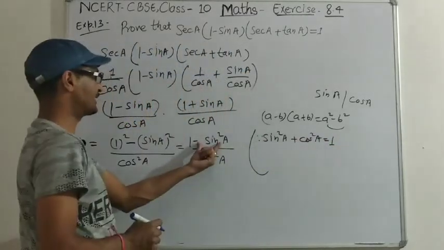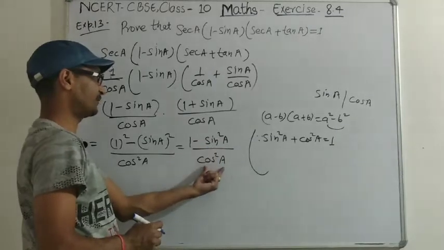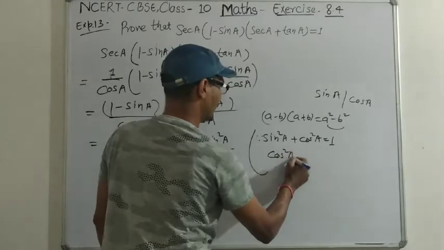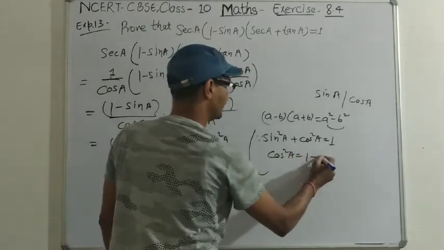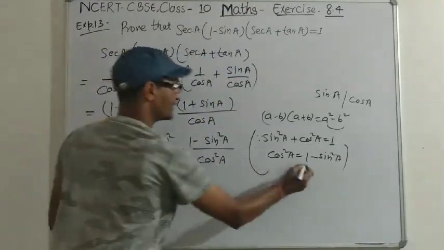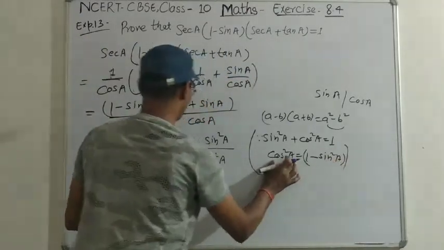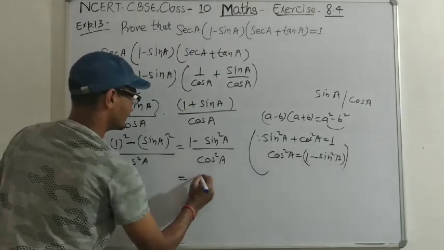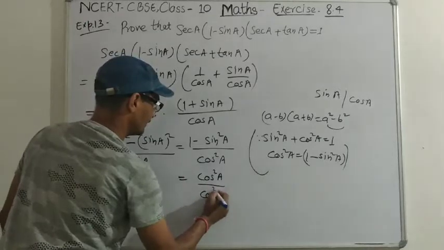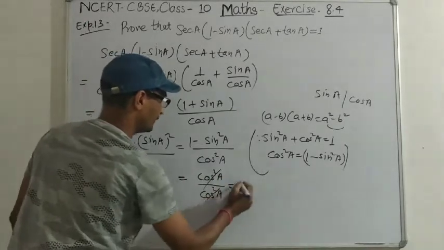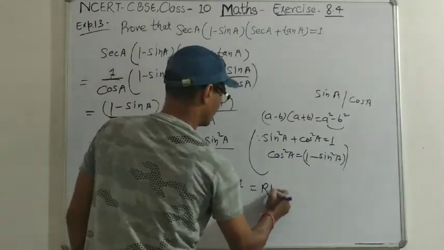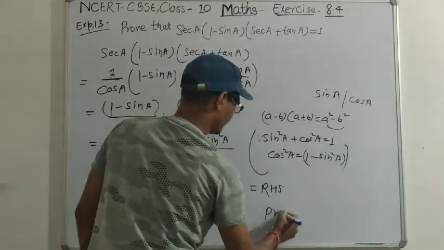Now wherever sin square a comes, you should understand this is identity number 1. Anywhere sin square a is coming, you should write sin square a plus cos square a is equal to 1. Now here we can change 1 minus sin square, otherwise cos square can also be changed. So from here, if we write cos square a equal to 1 minus sin square a, then in the place of 1 minus sin square a we can use cos square a. So 1 minus sin square is cos square a, by cos square a. It cancels out, getting 1, and this is equal to the right hand side, hence proved.